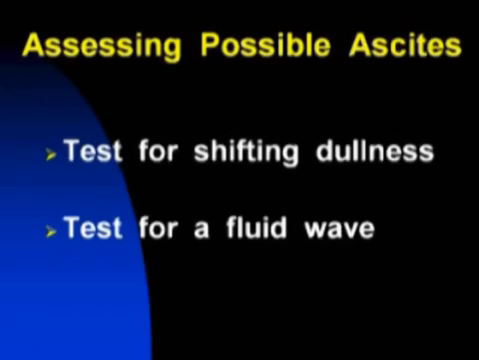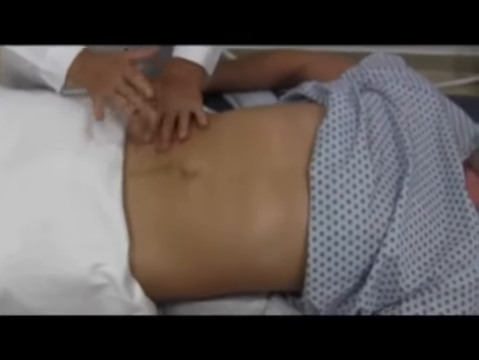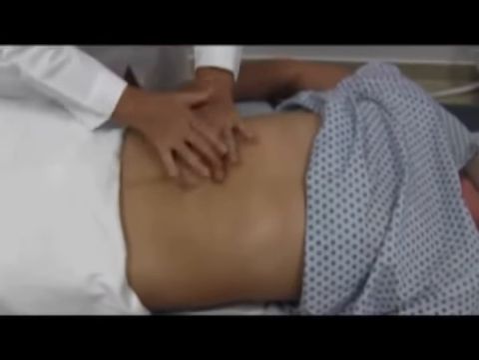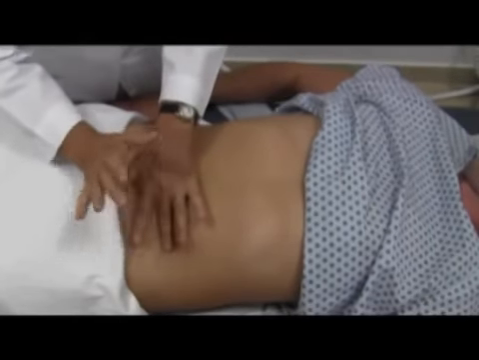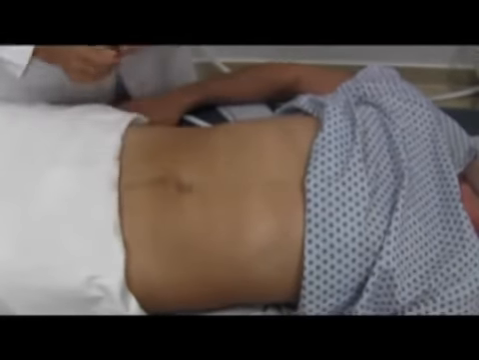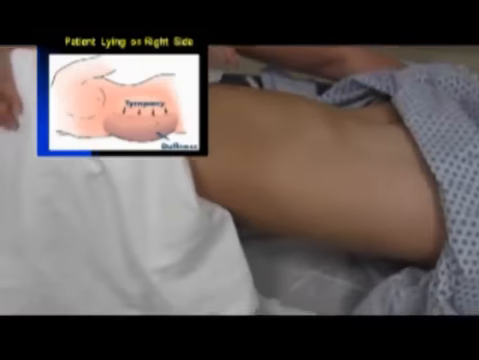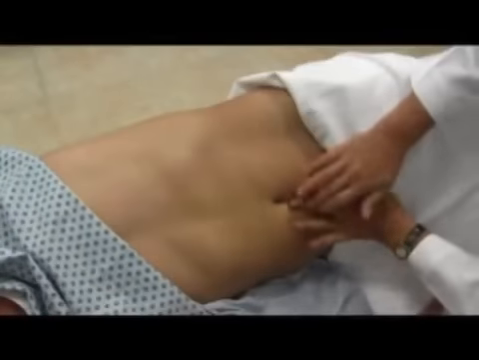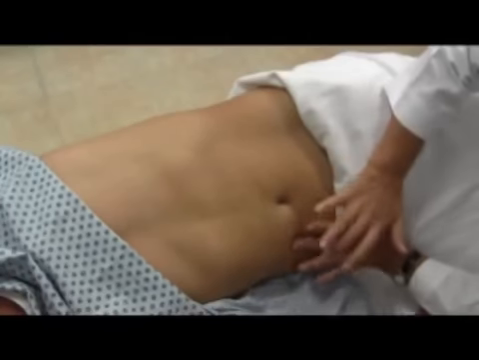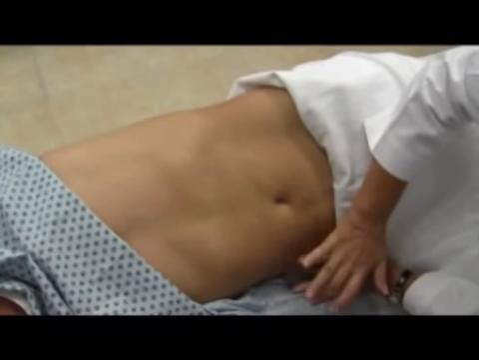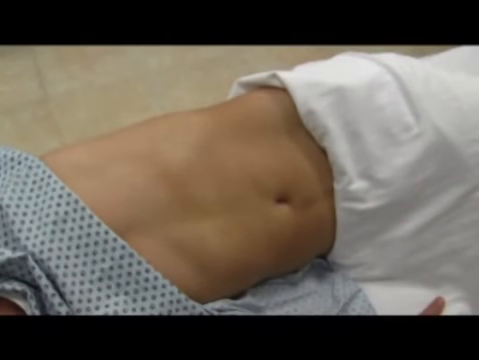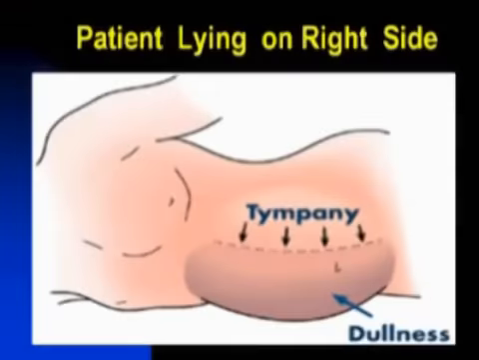Test for shifting dullness. After percussing the border of tympany and dullness with the patient supine, ask the patient to turn onto one side. Wait for a few seconds. Start percussion from the midline to the right flank. In a person without ascites, the border between tympany and dullness usually stays relatively constant. In a patient with ascites, dullness will shift to a higher level than previously noted.